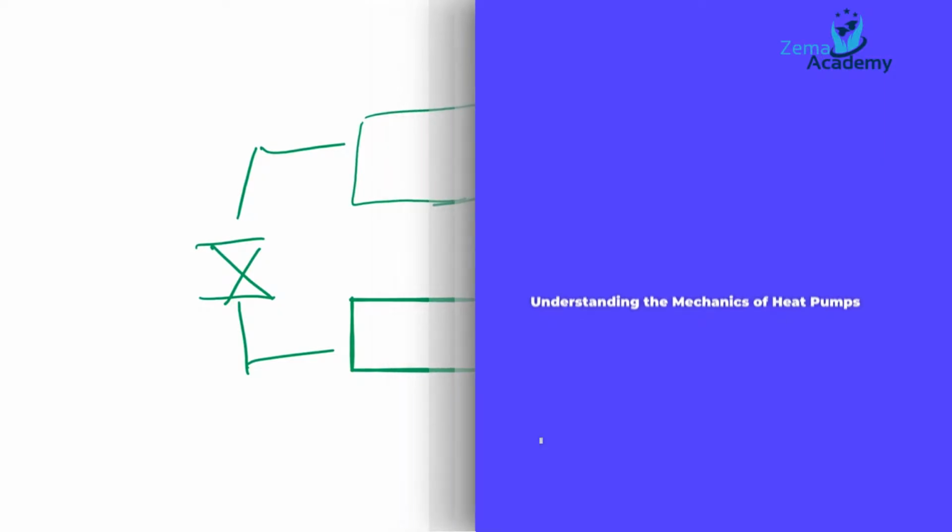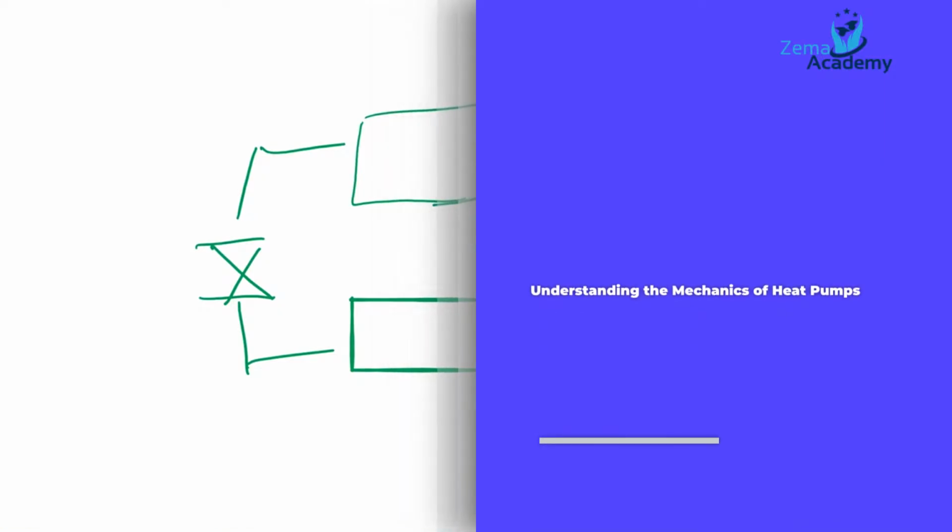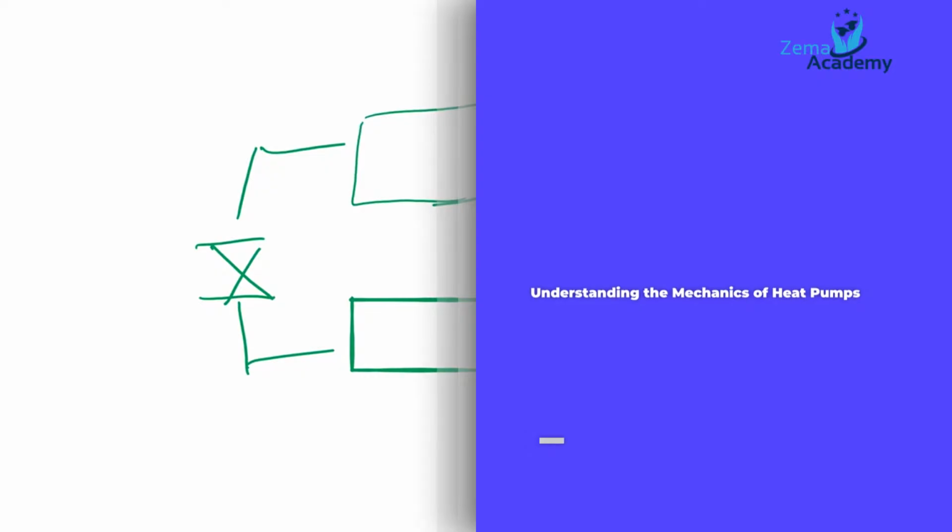Any vapor compression system has four components, or you may also refer to them as four stages. I will refer to them as four components. And whether you're using the different types of heat pumps that we will mention as we go along, they all have these components.